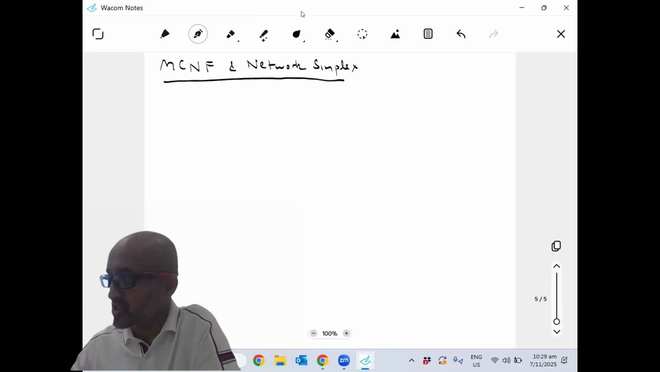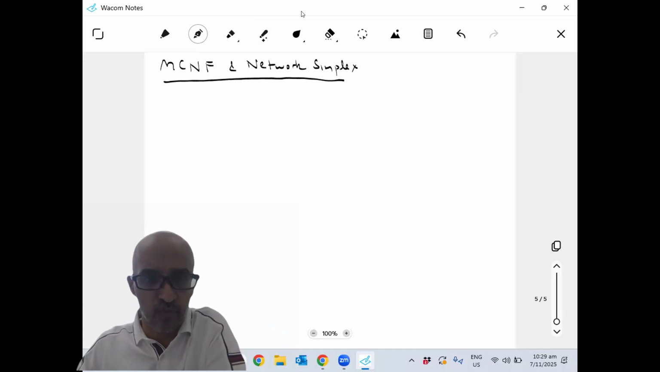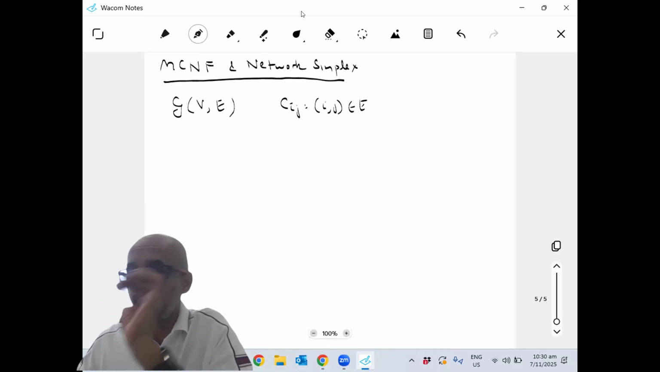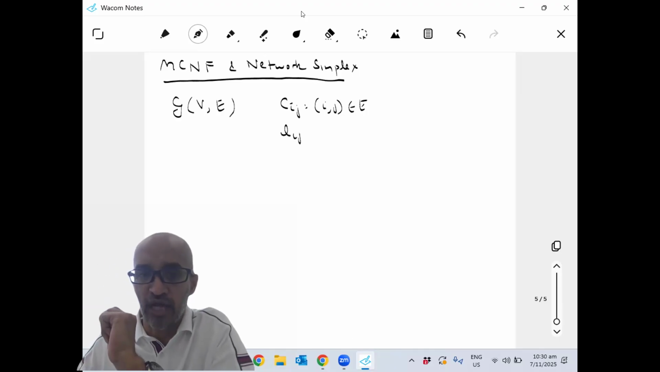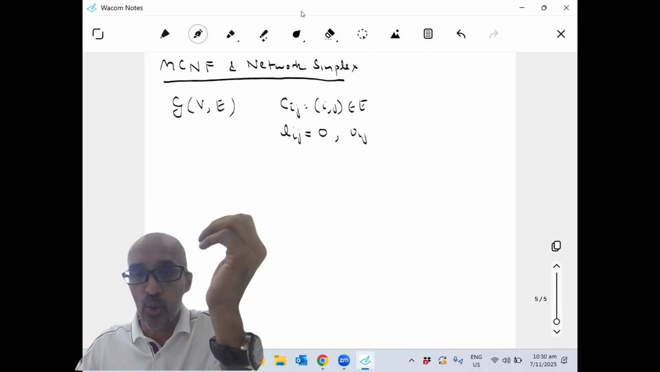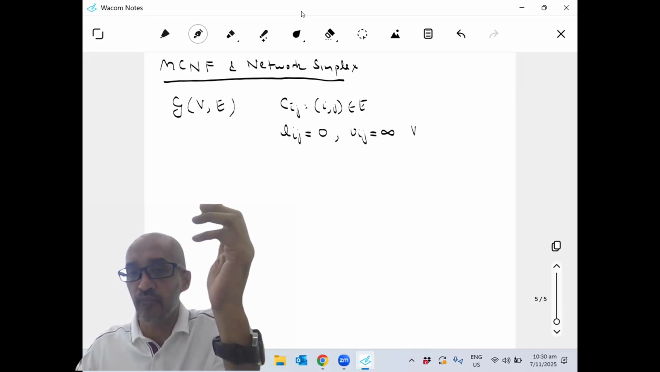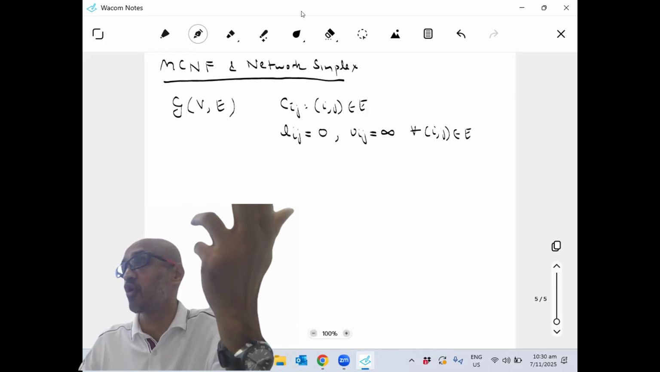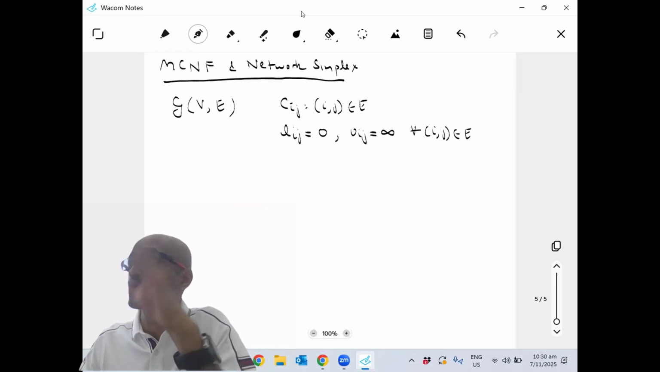Okay. So let me just remind you what the problem is. Remember, a general network flow problem is this. You're given a directed graph. You've got capacities, you've got costs on links. These are the costs. And for now, I'm going to focus on the uncapacitated problem, which is l_ij, the lower bounds on the arc flows, are 0, and u_ij, the upper bounds, are infinity for every ij in E. So this is an uncapacitated network flow. There's a lower bound of 0, but the upper bound is infinity.